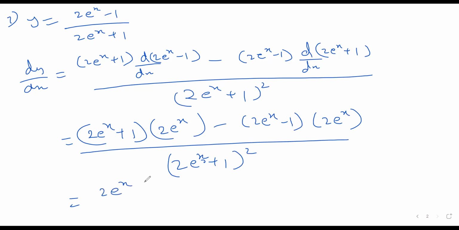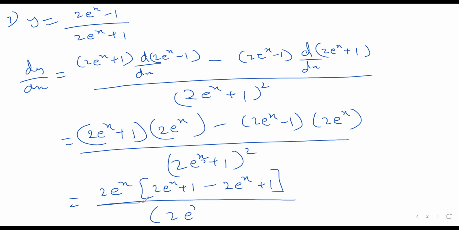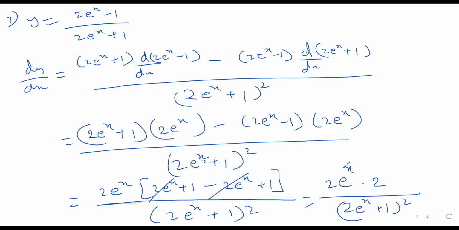I will take 2 e raised to x. 2 e raised to x plus 1 minus 2 e raised to x plus 1. Whole thing 2 e raised to x plus 1 bracket square. This and this will get cancelled. It's 2 e raised to x into 2 upon 2 e raised to x plus 1 bracket square. This will become 4. This is your answer. Simple.